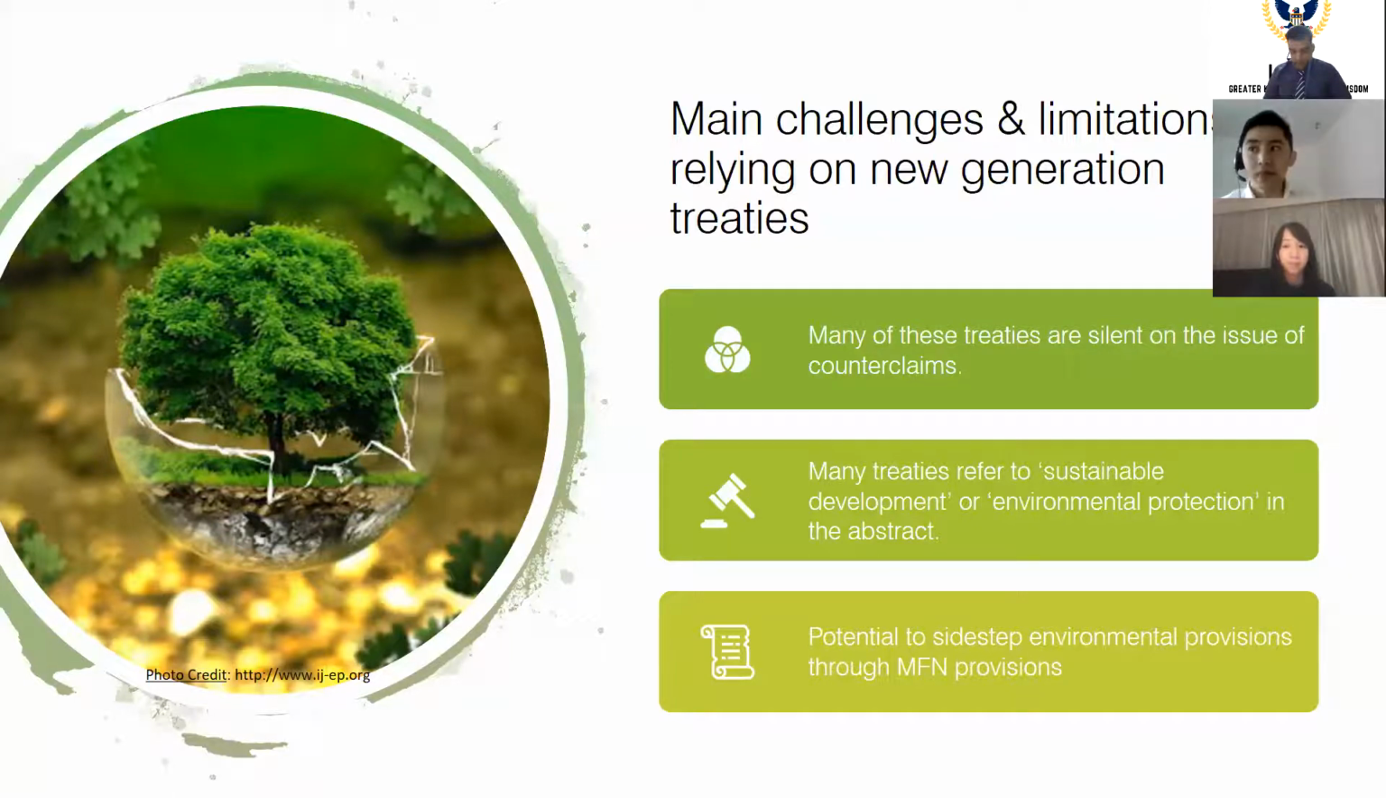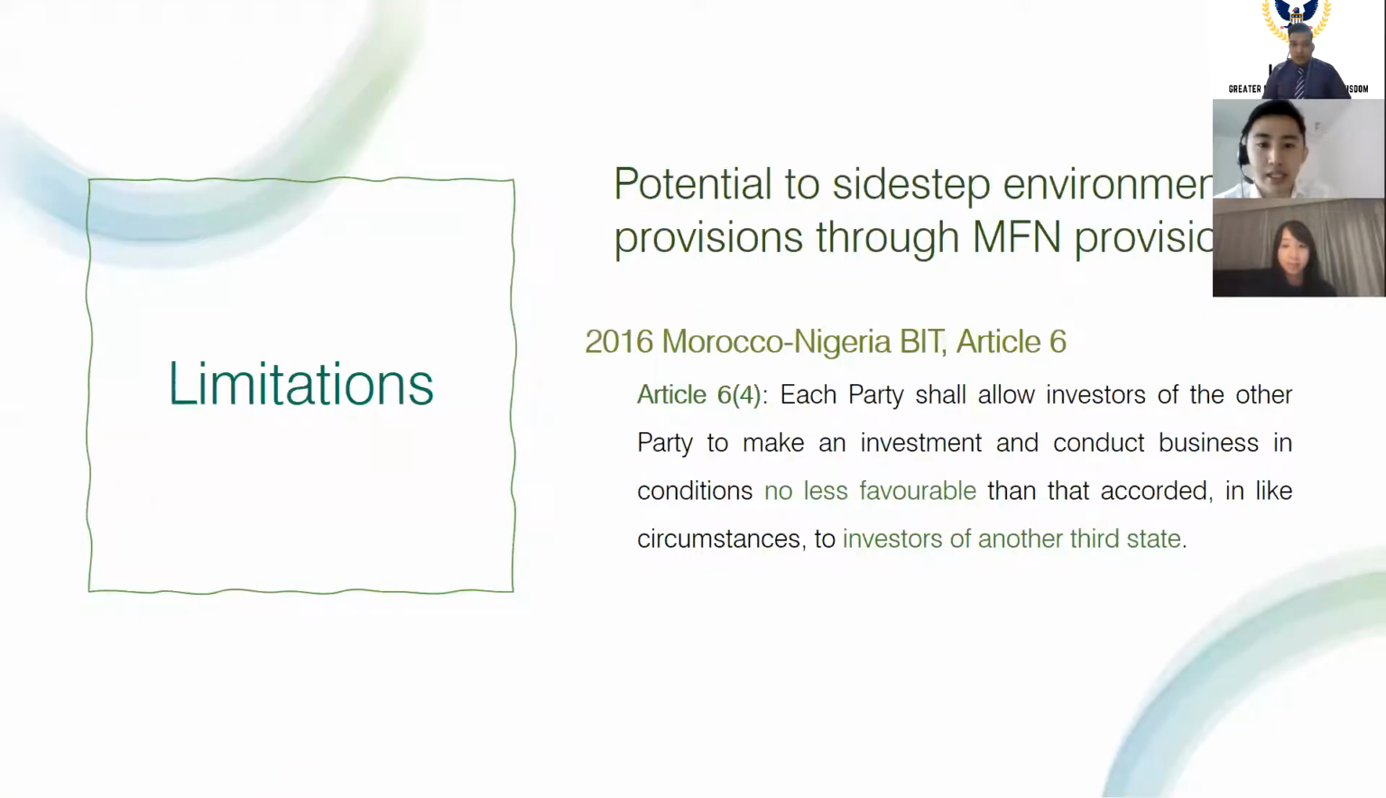And lastly, we think that there is a potential to sidestep environmental provisions in treaties through most favored nation provisions or national treatment provisions. To give you a flavor of what we mean, if we look at Article 6.4 of the Morocco-Nigerian Bilateral Investment Treaty, it states that each party shall allow investors of the other party to make an investment and conduct business in conditions no less favorable than that accorded to investors of another third state.